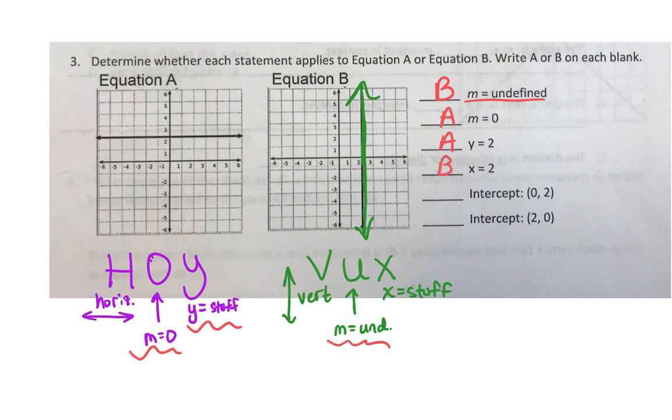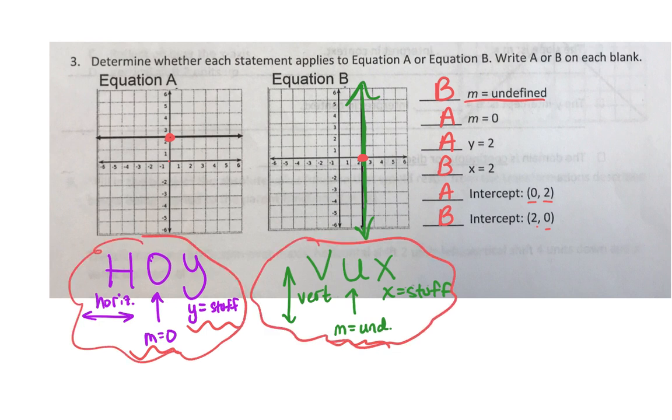And the intercept is (0, 2), so (0, 2) is equation A. And (2, 0), that's a dot, 2 on the x-axis, so that's equation B. All right, so that question is a lot easier if you understand our little shortcut here.